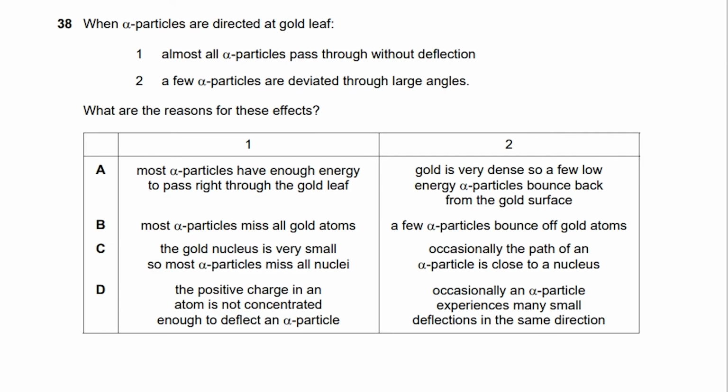Okay, now let's check the options. Most alpha particles have enough energy to pass right through the gold leaf. No, this doesn't make sense. Option B. Most alpha particles miss all gold atoms. No. Option C. The gold nucleus is very small, so most alpha particles miss all nuclei. Yes, the nucleus is very small. And point number 2 is that occasionally the path of an alpha particle is close to a nucleus. C makes sense. It seems to be correct. Let's check option D as well. The positive charge in an atom is not concentrated enough to deflect an alpha particle. No. And 2 is occasionally an alpha particle experiences many small deflections. No. So C is correct.